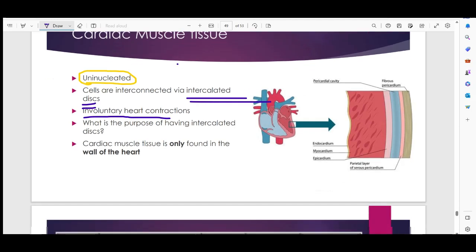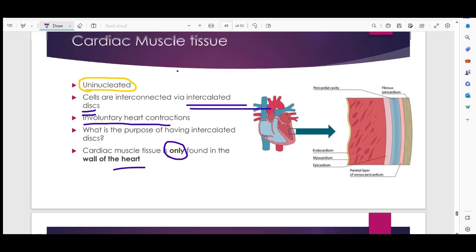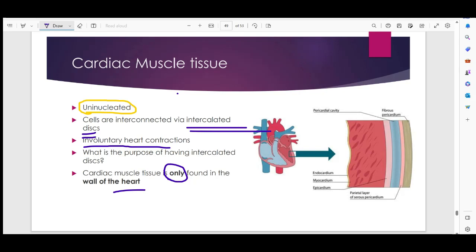And the most important thing, this cardiac muscle tissue is only found in the wall of the heart. If we take the wall of the heart, we have mainly three layers. The outermost layer is the pericardium, the middle layer is the myocardium, and the inner layer is the endocardium. In the myocardium, we find this cardiac muscle, which is important in signaling, contracting and relaxing the heart.